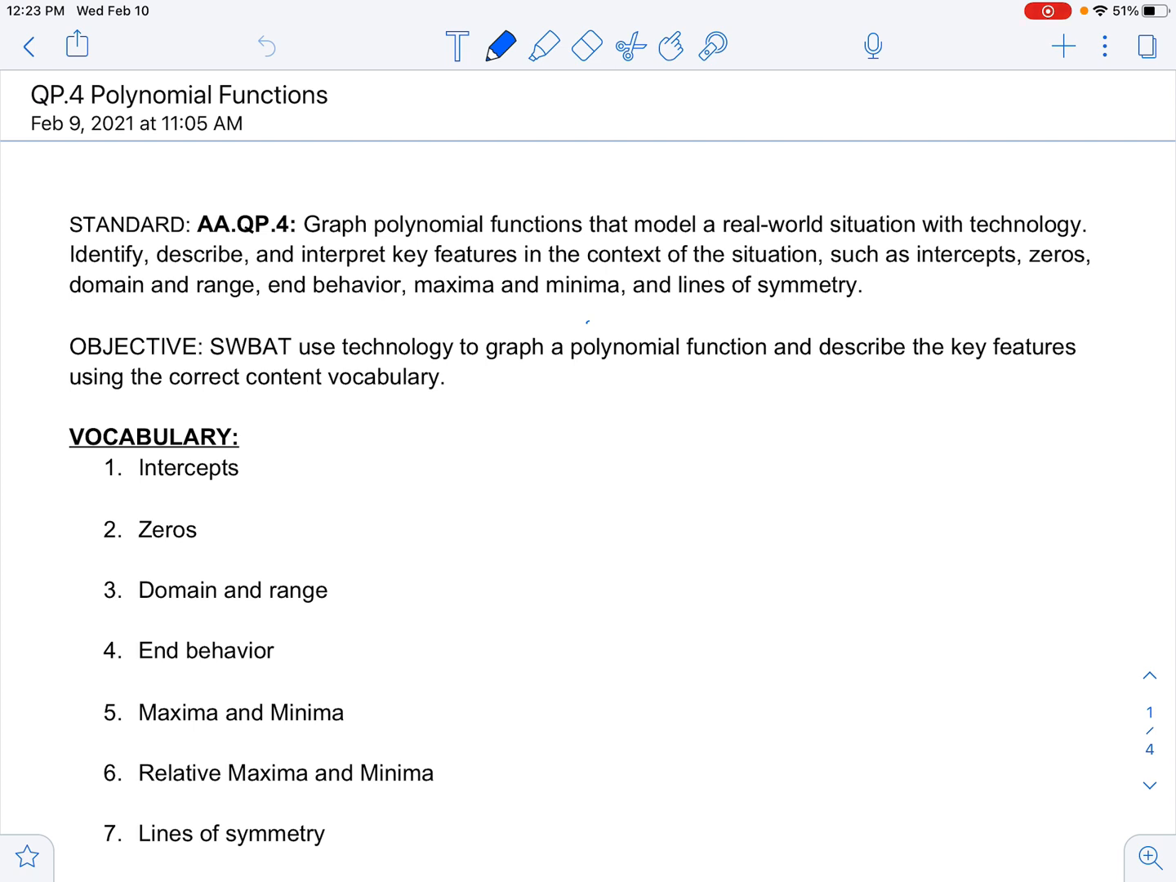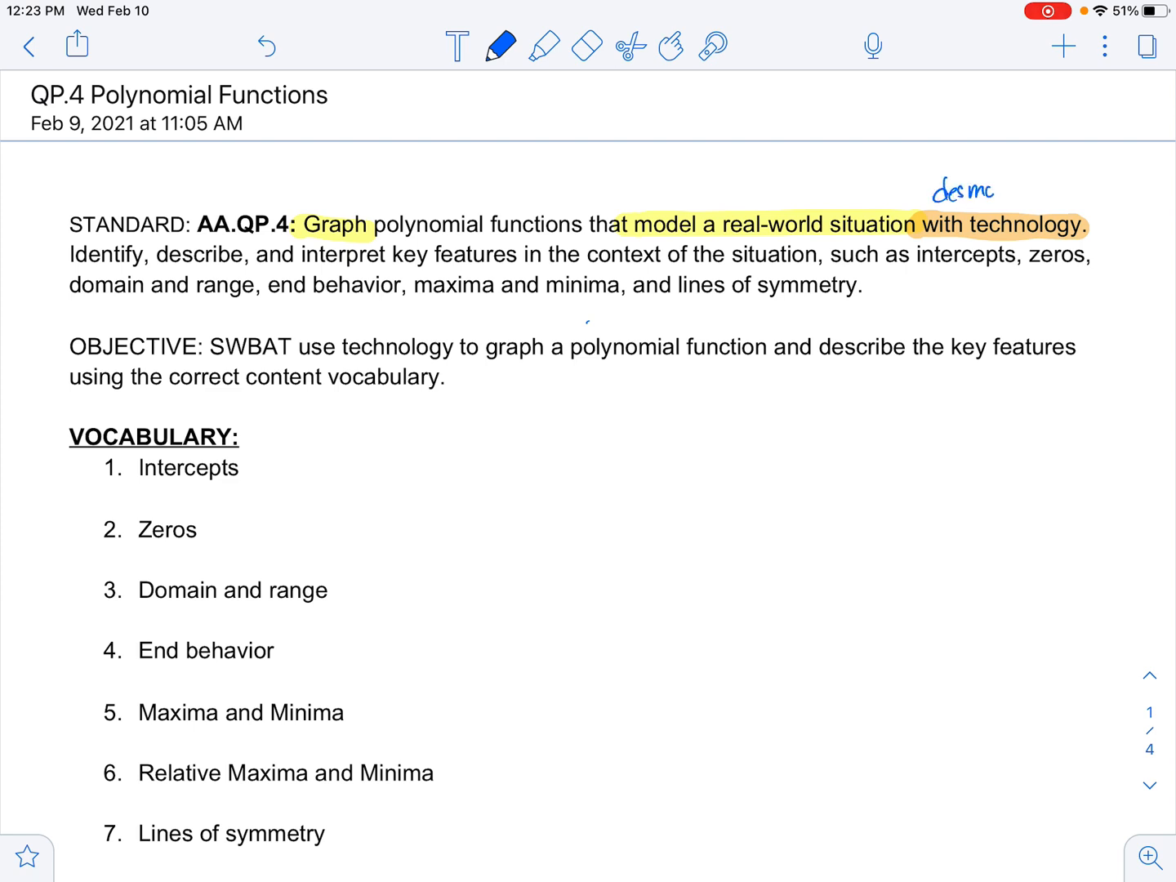And so we are going to continue on with our unit of quadratic or polynomial functions. So let's look at the standard and what it's asking you to do. It's asking you to graph them, and it needs to model a real world situation. But we are allowed to also use technology. So this is when you're going to be using Desmos.